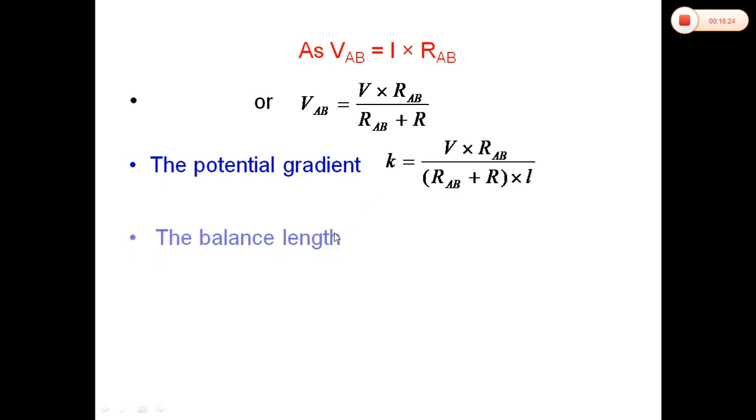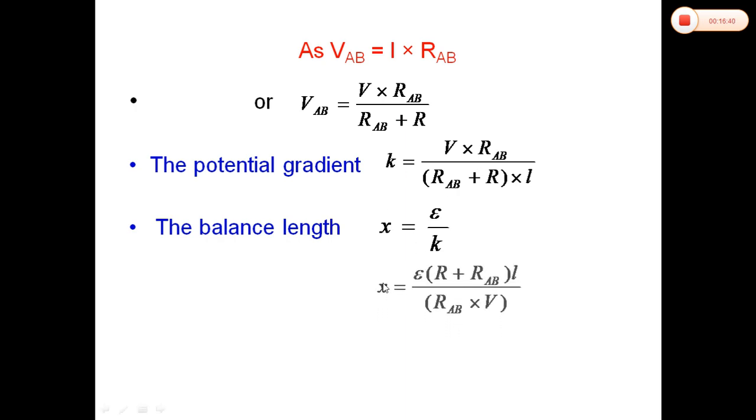Now the balance length X will be equal to E, the EMF of the experimental cell, divided by potential gradient K. So X will be equal to E by K. Now substitute the value of K. So we got X is equal to E into (R plus RAB) multiplied by L divided by RAB into V.